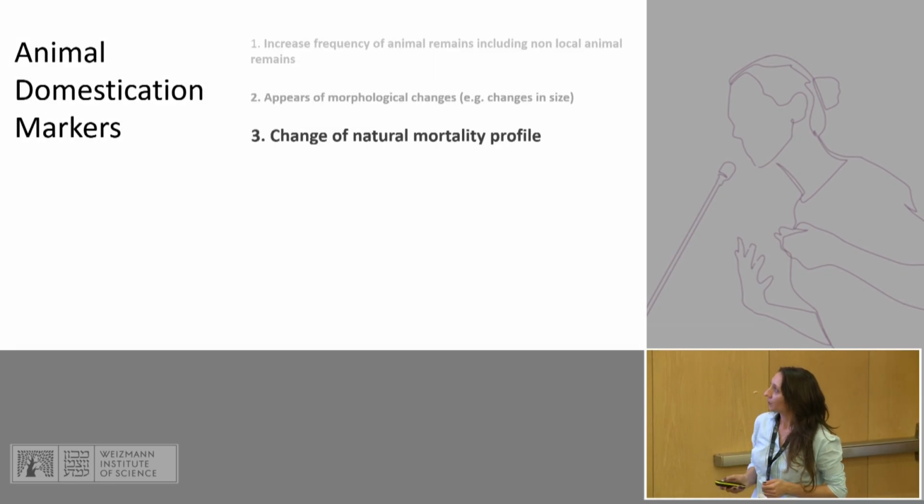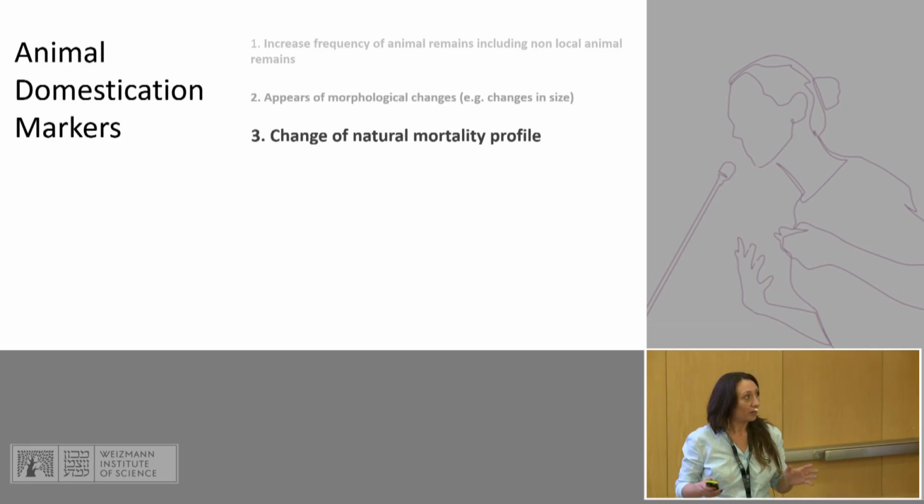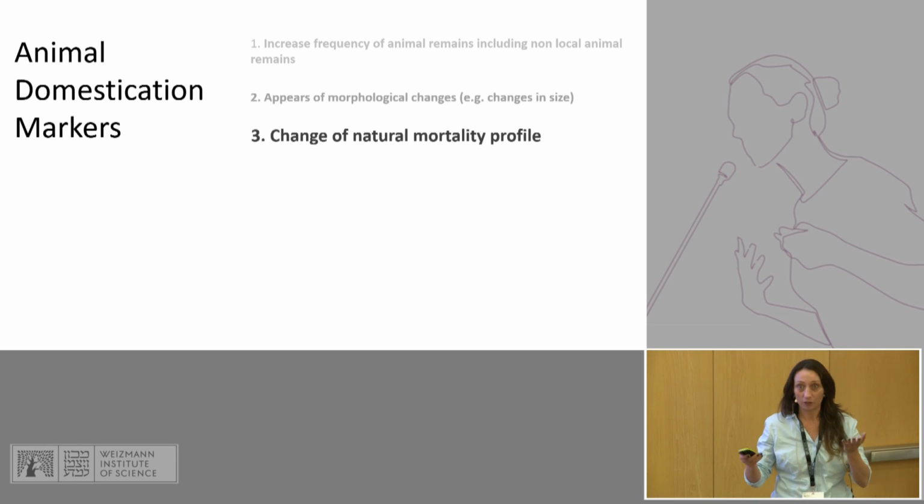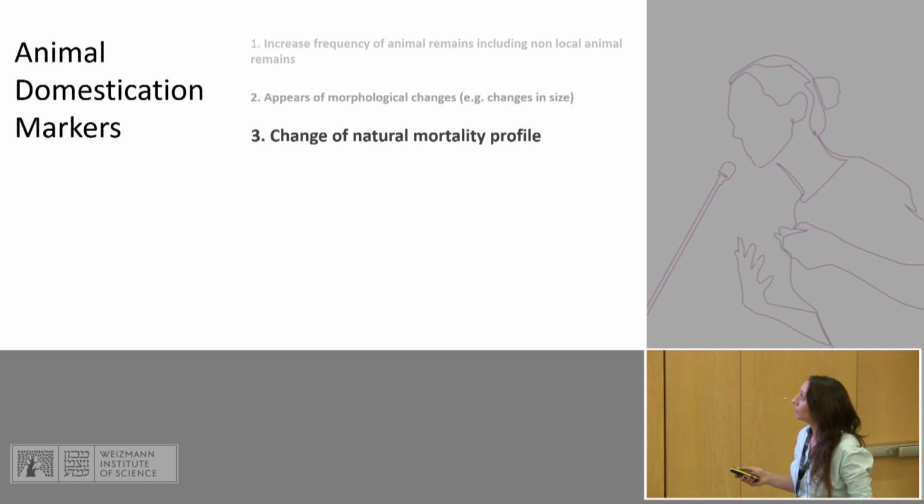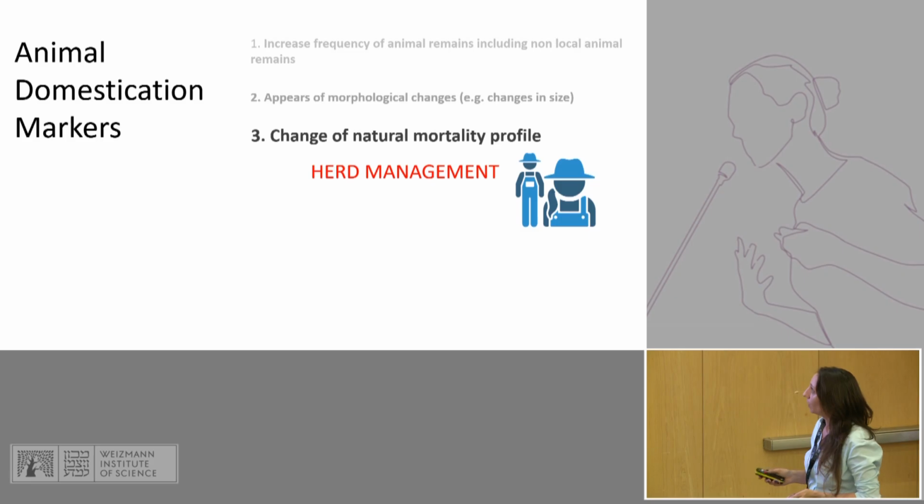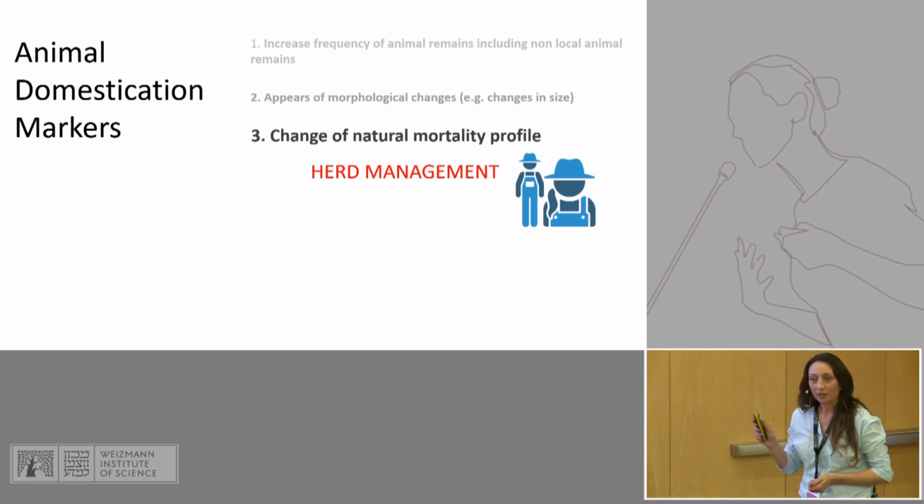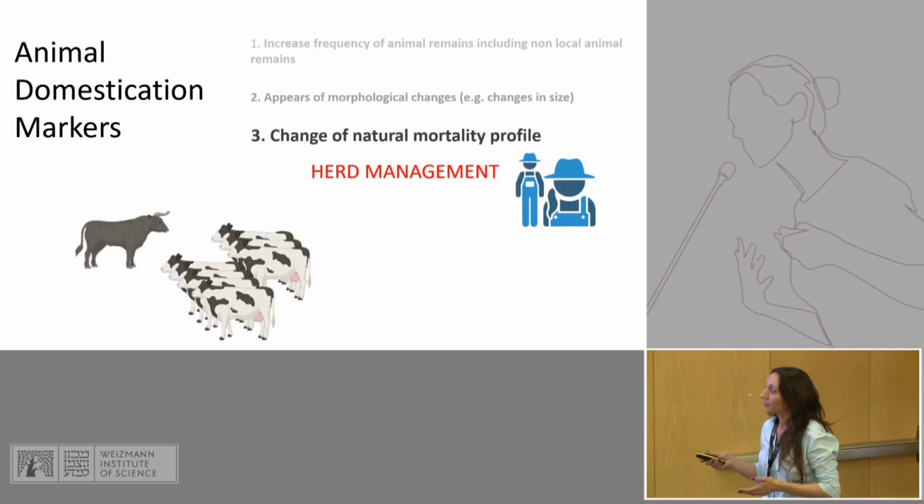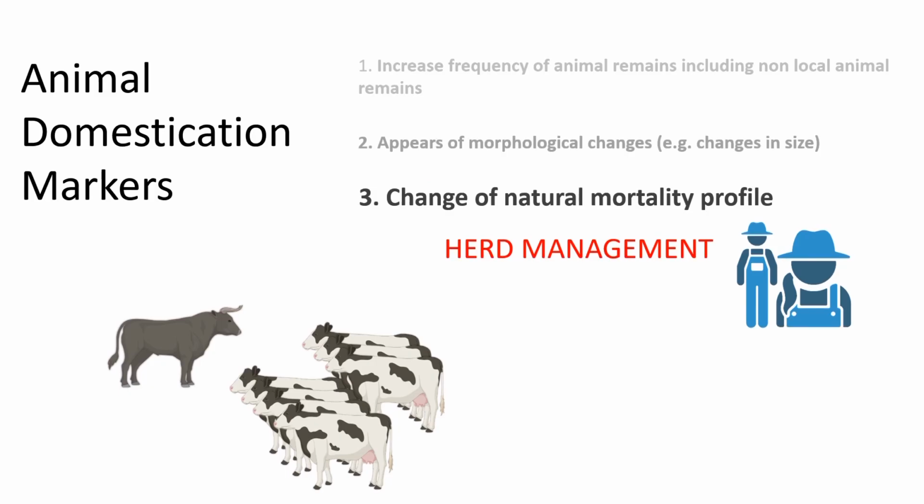And the third change is the change in the natural mortality profile. This means that we are expecting a natural mortality profile to have 50% of each sex, okay? Without sex bias. However, in a modern herd management, I'm going to expect a change, okay? For example, in this case I would expect to have many more adult females, and one or a few males, because I need fewer males for reproduction.